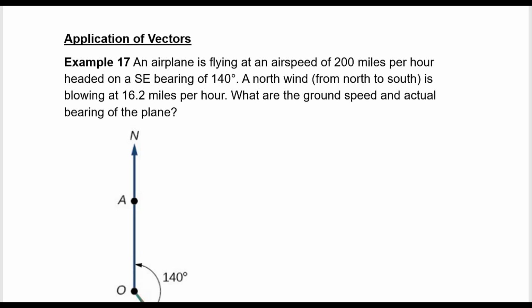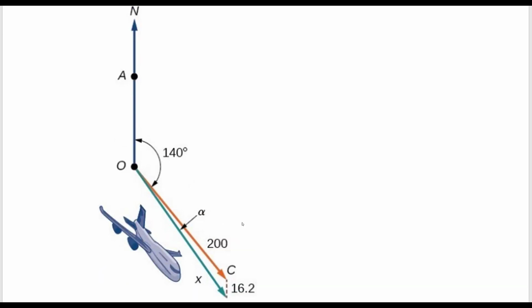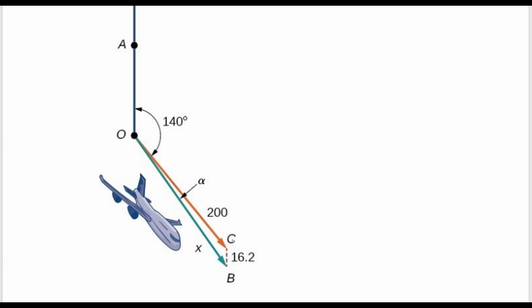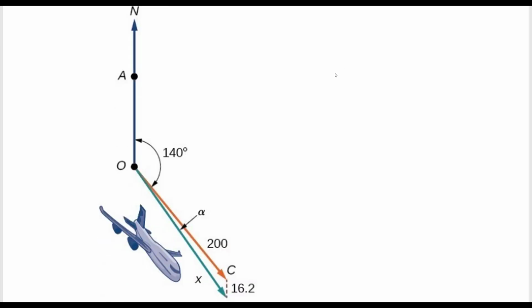I want to look at an application problem with vectors. As I understand it, I'm not a pilot, but vectors are used in doing flight paths. So here's an example of a plane flying, but it has a wind that affects it. An airplane is flying at an airspeed of 200 miles per hour. So that's this vector here that is orange.